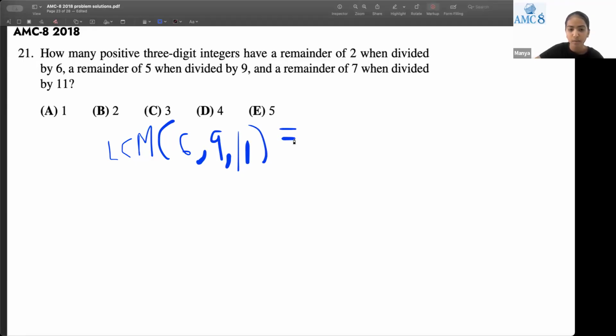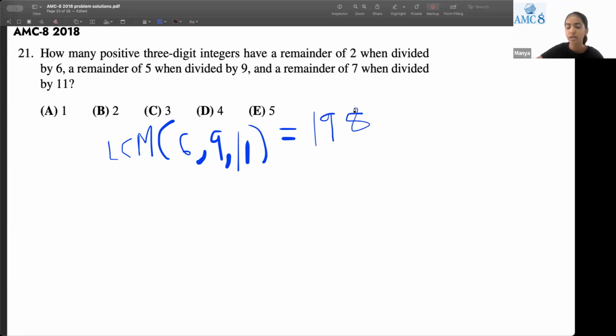If we want to find the least common multiple, then we first do the least common multiple of 6 and 9, which is going to be equal to 18. And then the least common multiple of 18 and 11 is going to be equal to 198, since 11 is a prime number, we're just going to have to multiply those two numbers together.